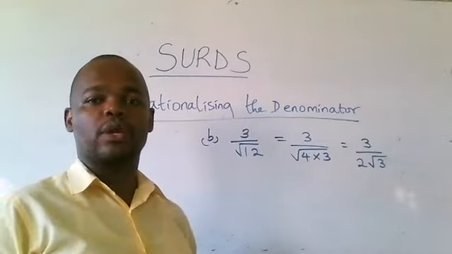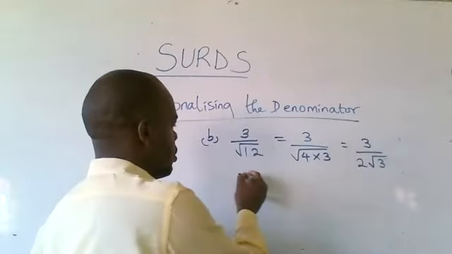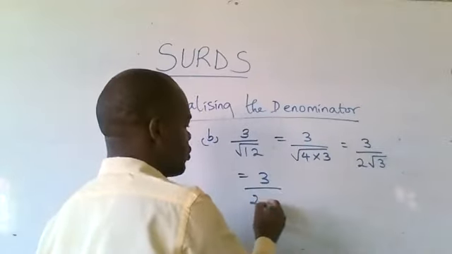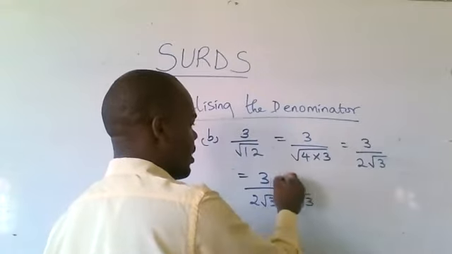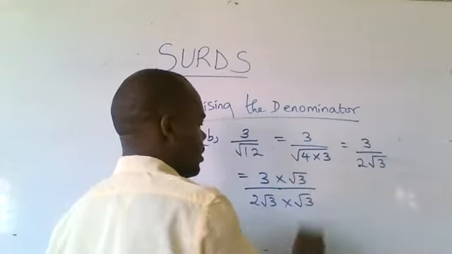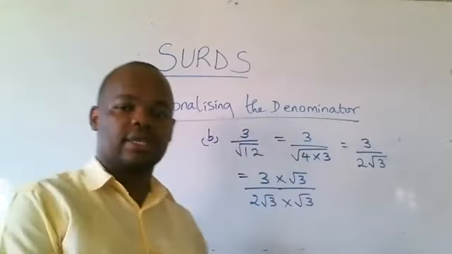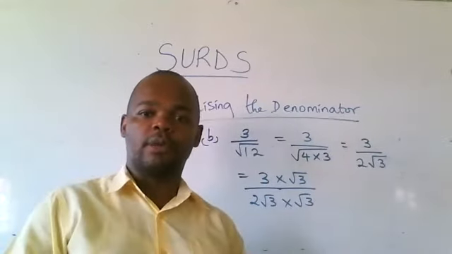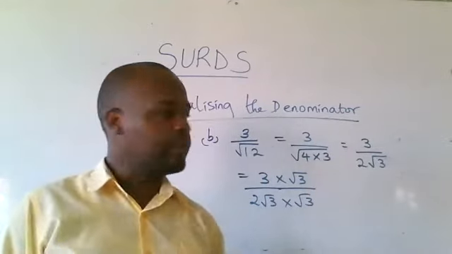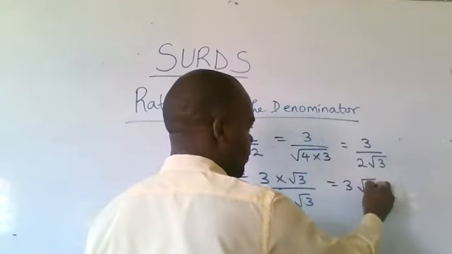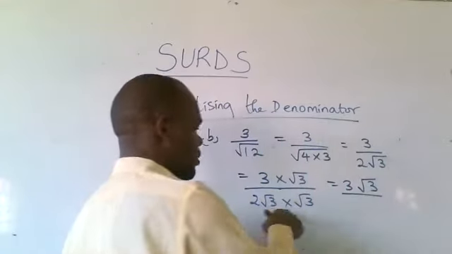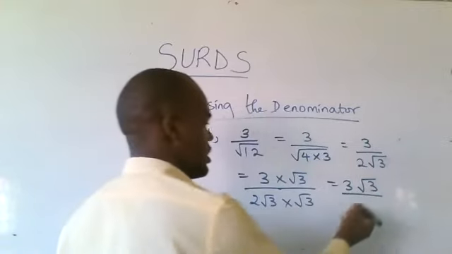So we are going to rationalize. So we'll have 3 over 2 square root of 3. We will multiply the numerator and the denominator by square root of 3, because we don't want a surd in the denominator. That is the process of rationalization. So 3 times square root of 3 is 3 square root of 3, over 2 times square root of 3 times square root of 3, which is 6.